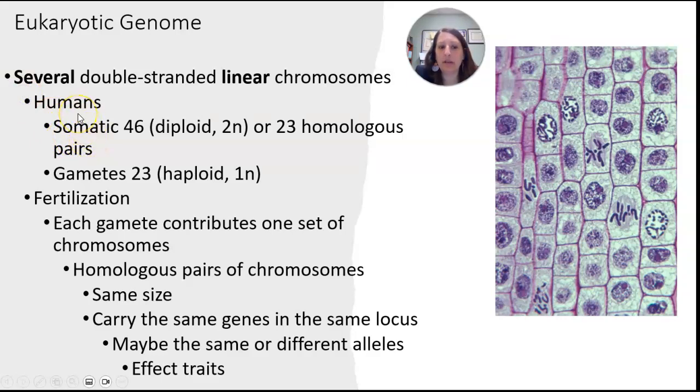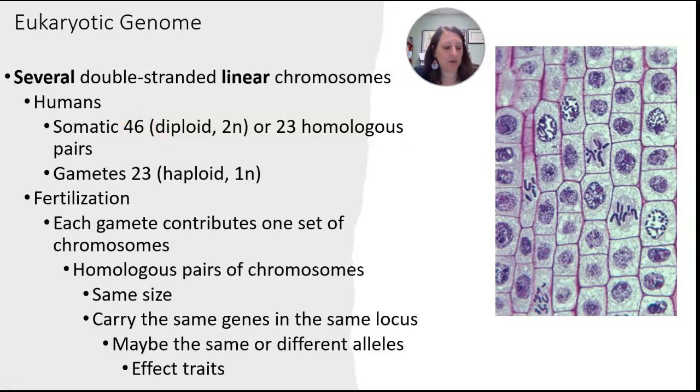So in humans, inside of our body cells, our somatic cells, we have a total of 46 double-stranded linear chromosomes. Our somatic cells are all diploid, or you might see 2N. We're going to be using these terms a lot. Diploid, also represented by 2N, means that we have two copies of each chromosome, one originally from our mom, and the other copy from dad.